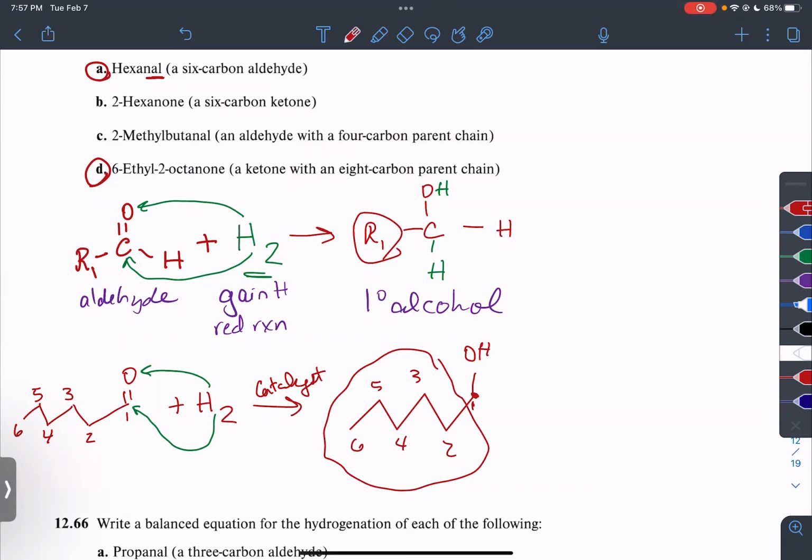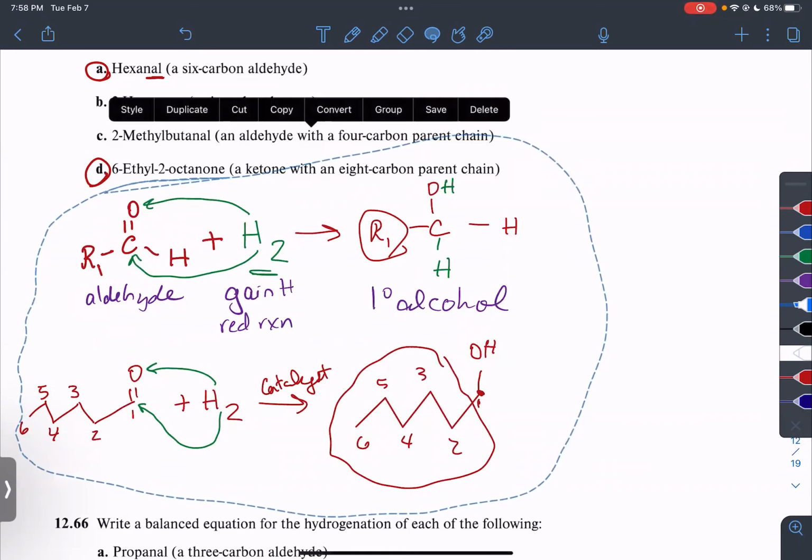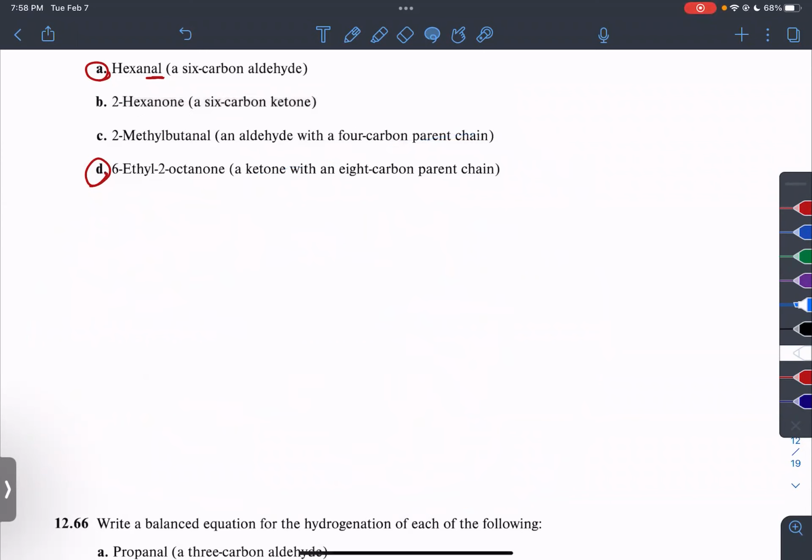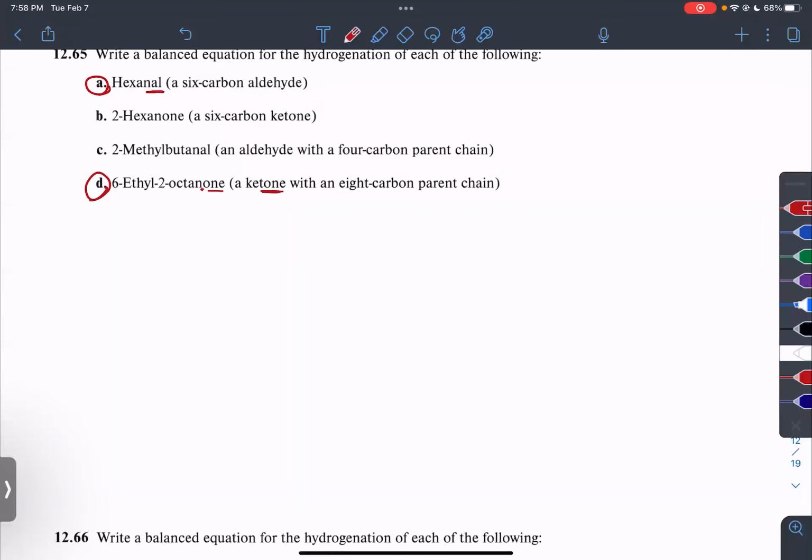Okay, I'm going to erase all this and we're going to do D. So let me take all this away. Okay, now we're going to do D. So D is 6-ethyl 2-octanone. ONE tells me it's a ketone. So it's telling you here, you don't have to know the name yet, but it's telling you here that this is a ketone with an 8-carbon parent chain.